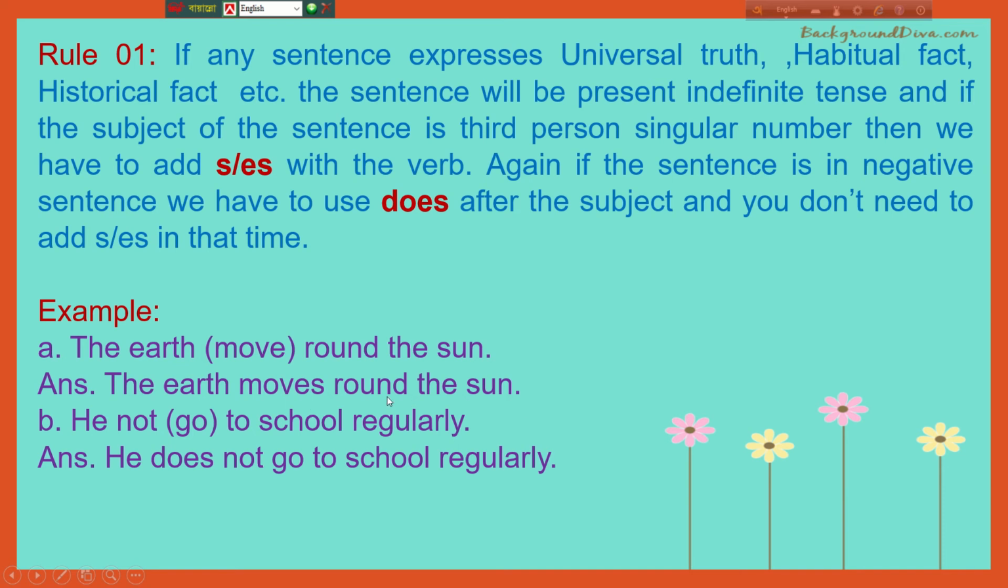Let's see the next example. He not go to school regularly. It's a habitual fact, so it will also be present indefinite tense. So the answer will be: he does not go to school regularly. As we use does not here, we have to use the present form of the verb. That means when we use does or do, then we don't need to add s or es after the verbs. So I think you are clear, and you can use right form of verbs easily in such kind of sentence.